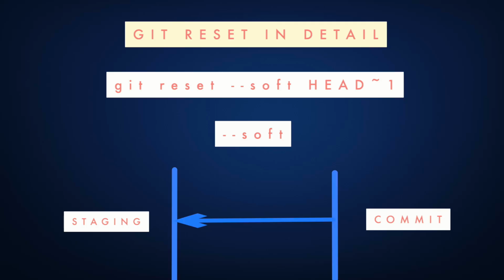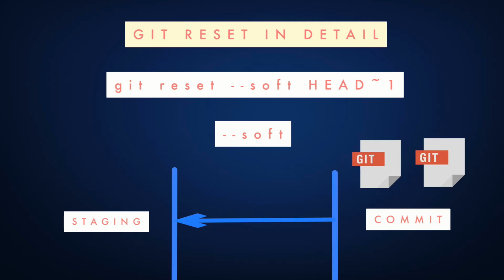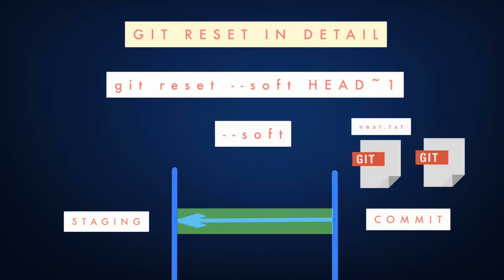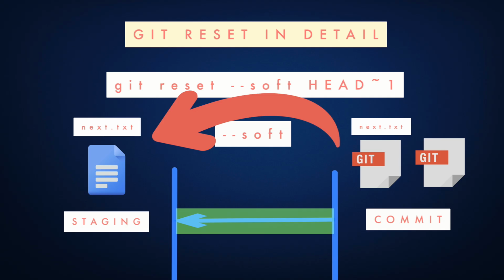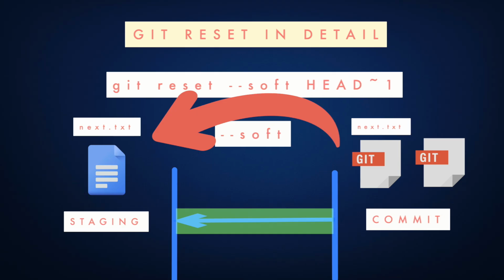So let's say you have created two versions, and in the second version you have committed a file that is next.txt. Whenever you roll back to the first version, the next.txt file which was committed in the second version will come in the staging area. So this is used whenever we want to roll back and we want to see what changes we made, and we don't want to delete all the changes itself.